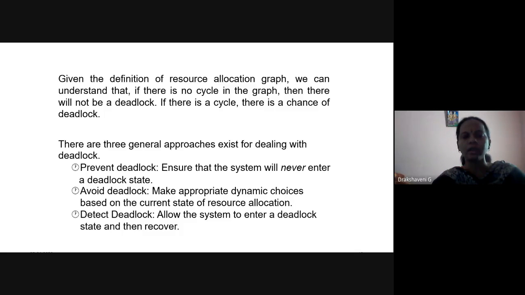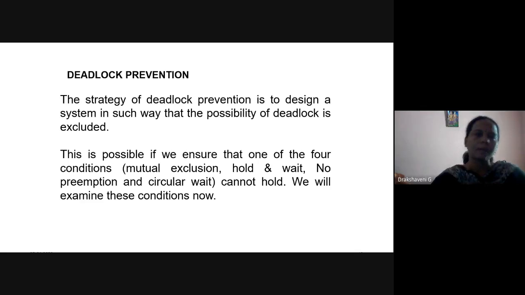The last one is detect, to detect the deadlock. The first one, what we have told, is deadlock prevention. To do this, what are the steps we have to follow?